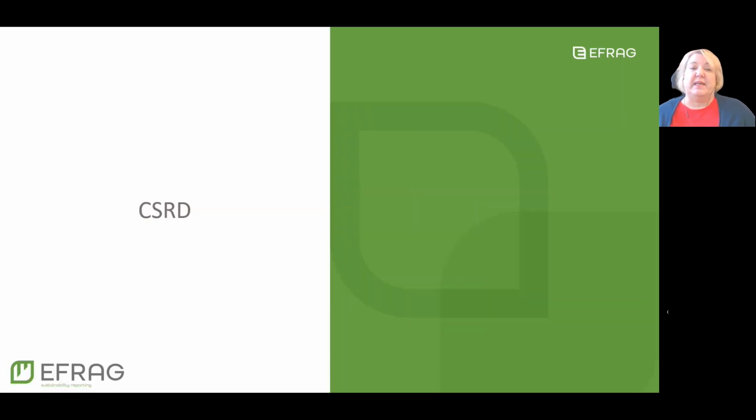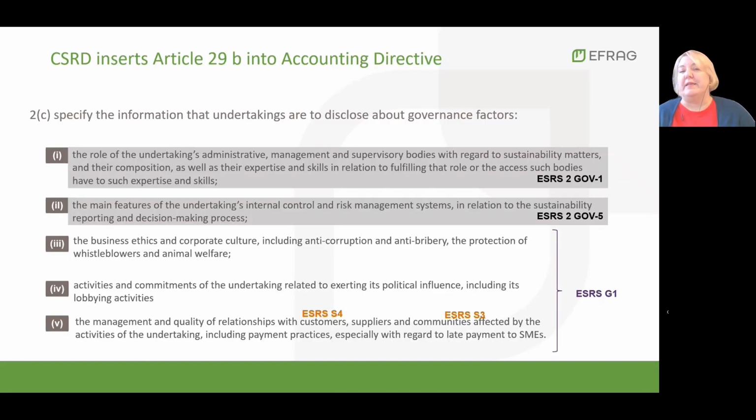So if we start with CSRD and its requirements, CSRD inserts Article 29B into the Accounting Directive. And then of that Article 29B, you have Article 2C that specifies certain information that undertakings have to disclose. So the first two are covered by ESRS 2, our cross-cutting standard on general disclosures. So we've included those with Gov 1 and Gov 5, and they do not form part of this standard. The remainder of the three topics or three subsections that CSRD asked us to cover is in this standard.